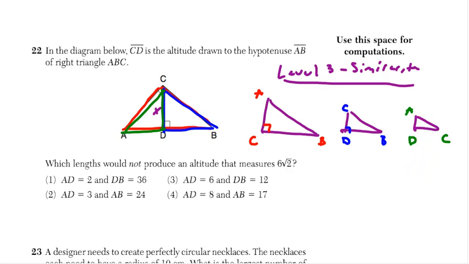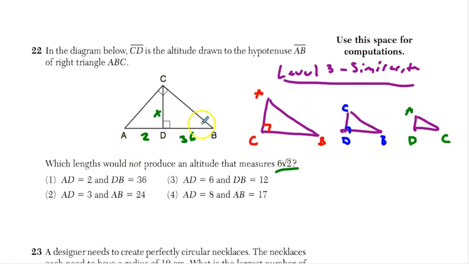Okay, so this is where it gets interesting. It tells us which would not produce an altitude that measures 6 radical 2. All right, so let's do this. Our altitude is our x in this case. All right, and we want to find one that doesn't give us 6 radical 2. So we're going to keep plugging in these answers until we get the right one. So the first one says that AD is 2 and DB is 36. All right, those are our 2 measurements. So if that's true, we're just going to fill in all that information.